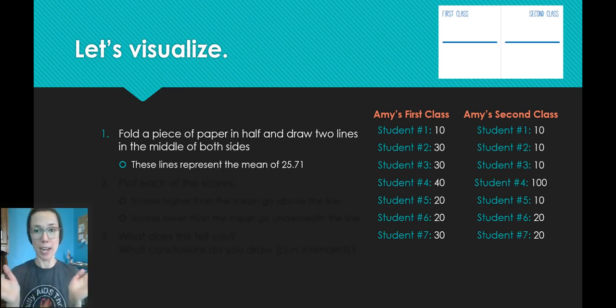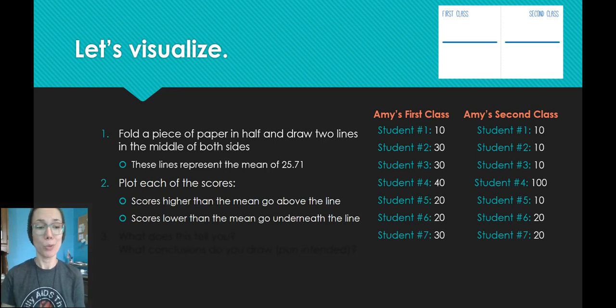So fold your piece of paper in half and draw 2 lines like those blue lines up there in the corner. Those blue lines are going to visually represent the mean, which was the same for both of these classes. The mean is 25 minutes roughly, 26 minutes roughly.